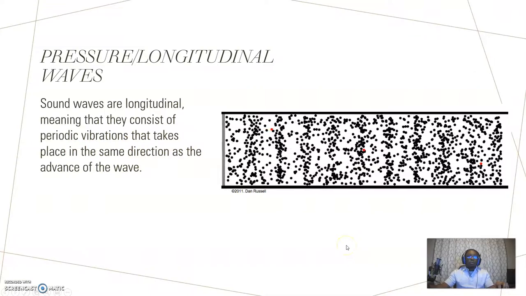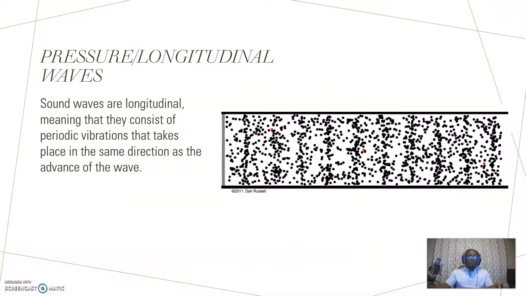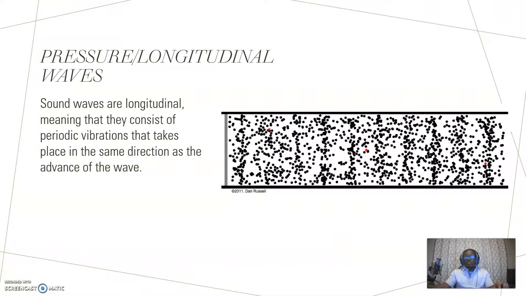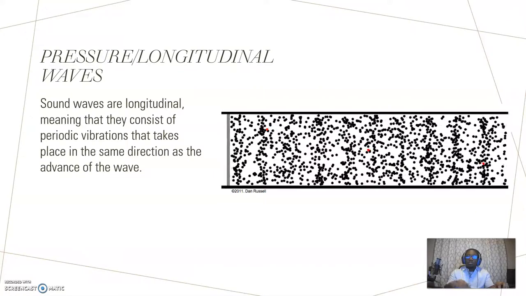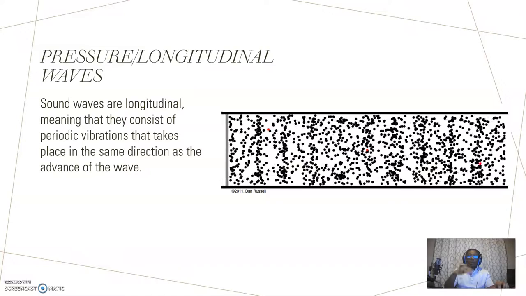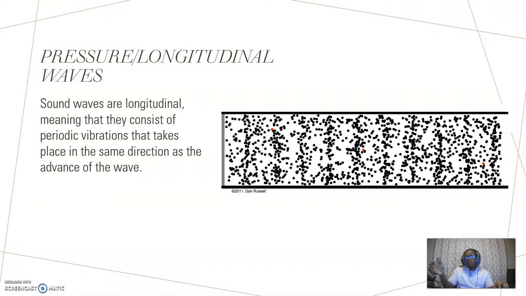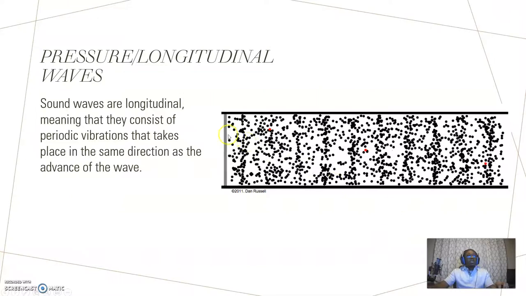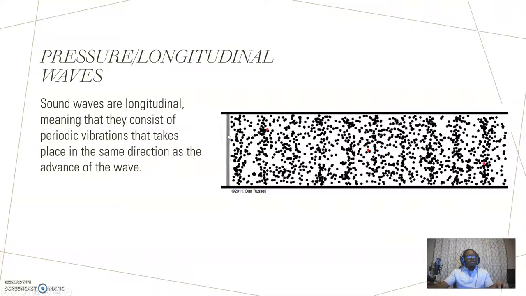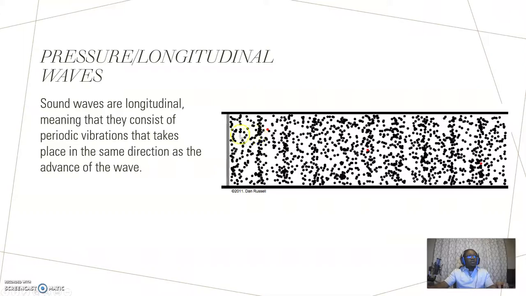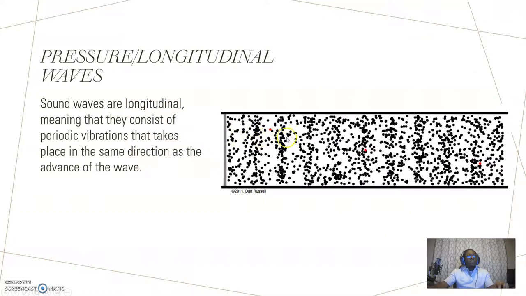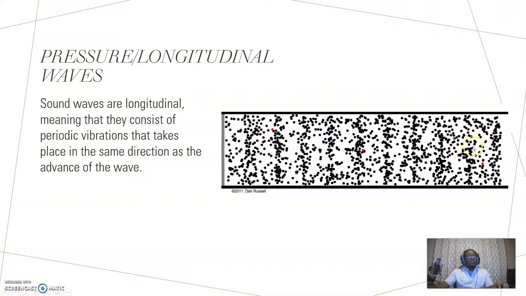So normally we visualize waves like on top of the surface of water. If you throw something into the water, particles move up and down, but the wave is actually moving from left to right, and that's not what we see here. Here, our particles and our wave move in the same direction. So we have our particles moving from left to right, and our waves are moving slowly from left to right.